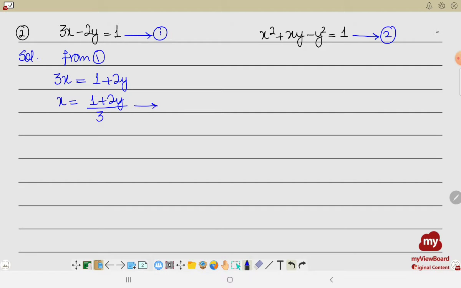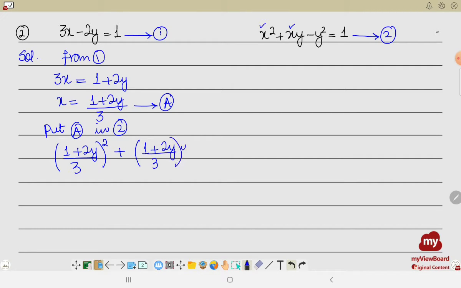Here again I am going to name this equation as capital A. So let's insert this. Put A in 2 means insert the value of x in equation number 2. So instead of x we are going to insert this value. Since it is x square, so (1 plus 2y by 3) whole square plus x, again the value of x we are going to insert, and then y minus y square equals 1.